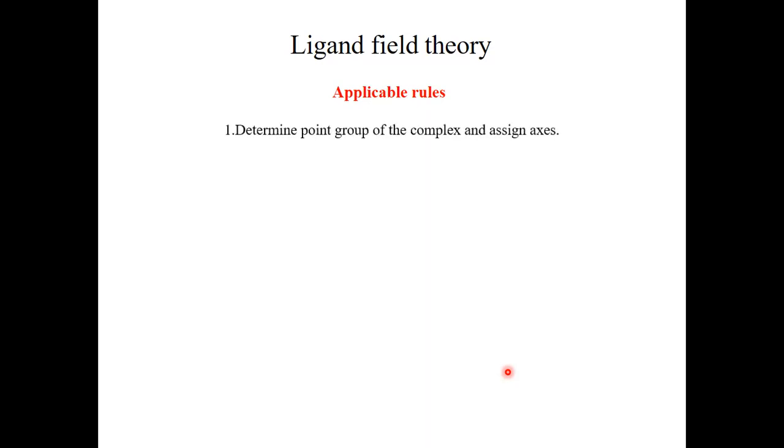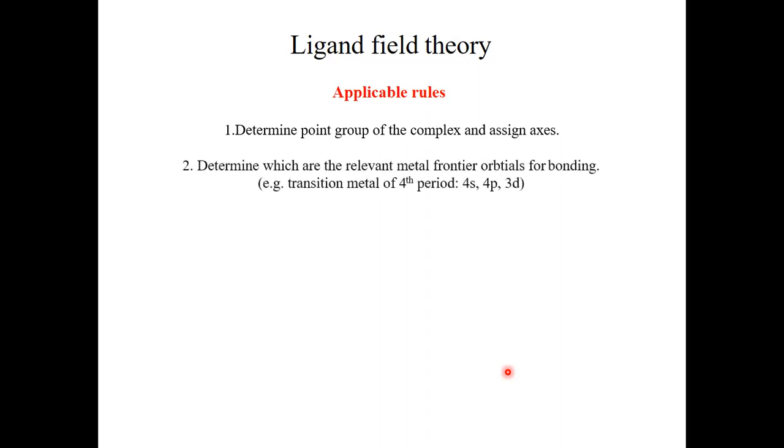The first rule is again that you have to determine the point group of the complex and assign the axes, the coordinate system, in a meaningful way. The second rule is that you determine the relevant metal frontier orbitals for bonding. So when you have a transition metal of the fourth period, for example, that would be the 4s, the 4p, and the 3d orbitals. After that, you look at the symmetry types of these metal orbitals, and you can do this simply by looking into the character table.